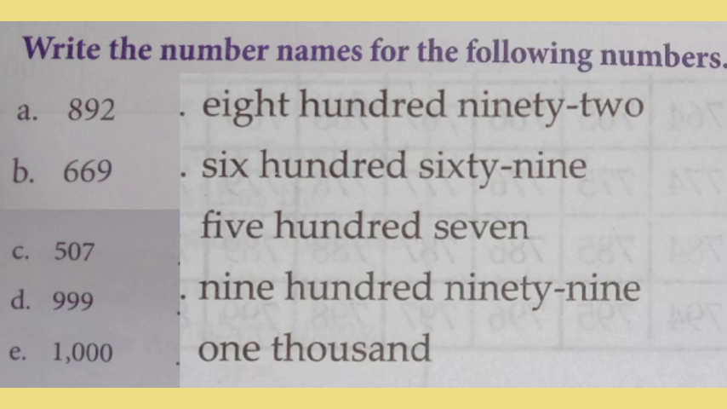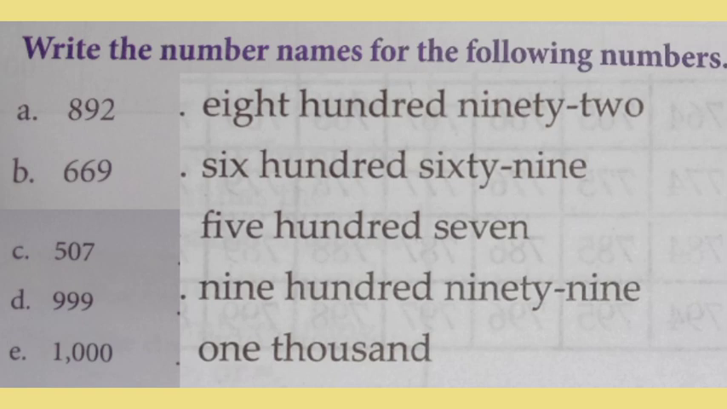Write the number names for the following numbers. Bit A, 892, its number name is eight hundred ninety two. Bit B, 669, its number name is six hundred sixty nine. Bit C, 507, its number name is five hundred seven.